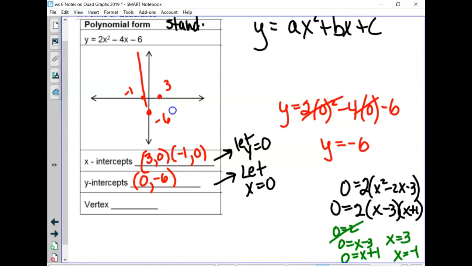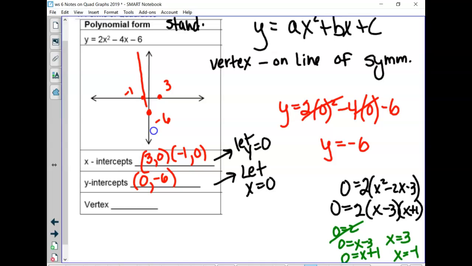Yes, perfect. The vertex has to be on the line of symmetry, right? Does anybody remember the vertex finder recipe? We could find the vertex by averaging these. Negative 1 plus 3 is 2, divided by 2 is 1. Okay, the vertex has to occur on the line x equals 1.